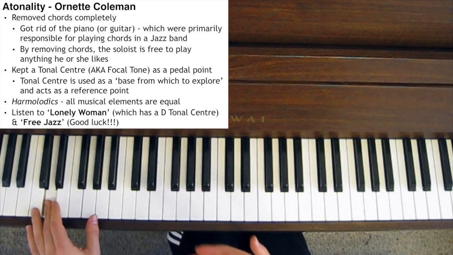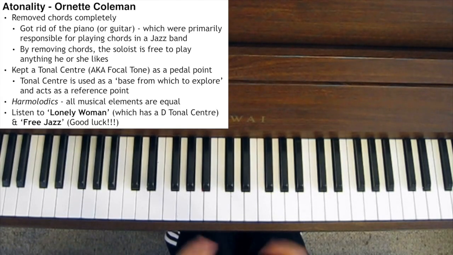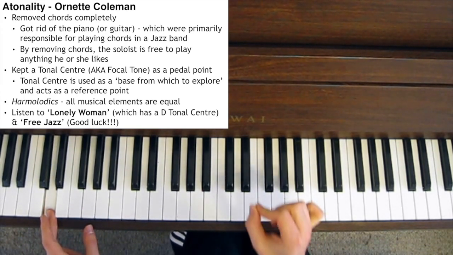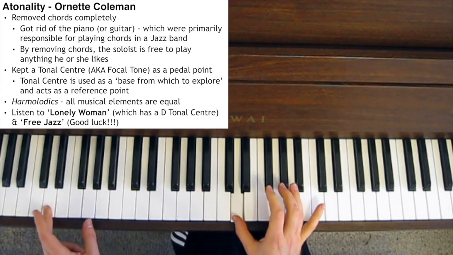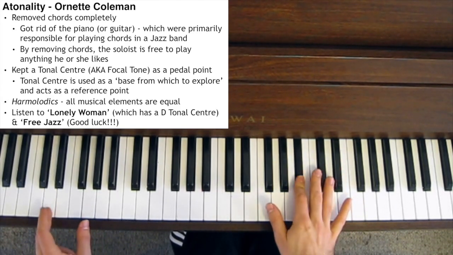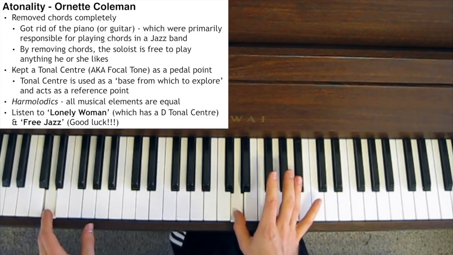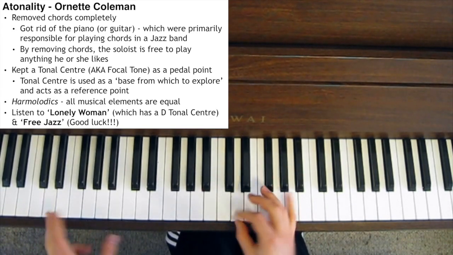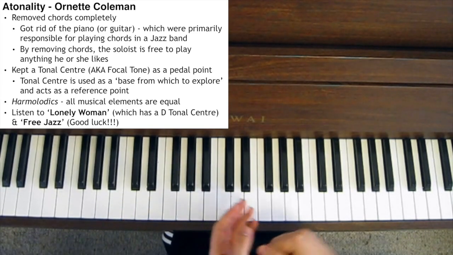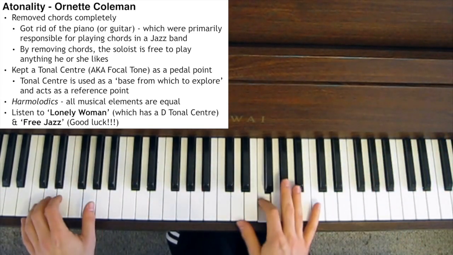But interestingly, even though he got rid of chords, Coleman still retained a tonal center, which was played as a kind of pedal point in the bass. So this tonal center, or focal tone, acts like a kind of base from which to explore atonality. So if we pedal point the note D, you could start at the bass, that is the note D, then go and explore, and then return back to bass, which kind of grounds the solo and gives you a reference point, and then you can go explore and improvise again.